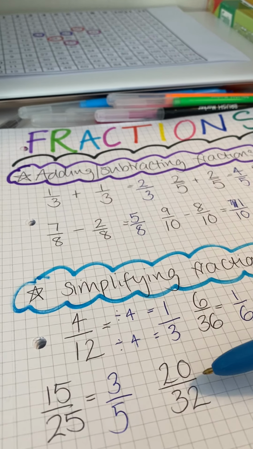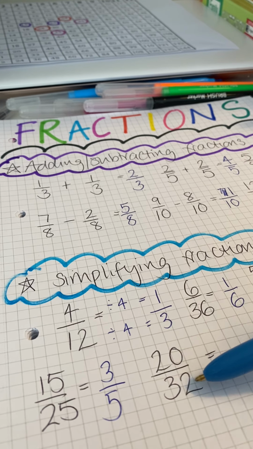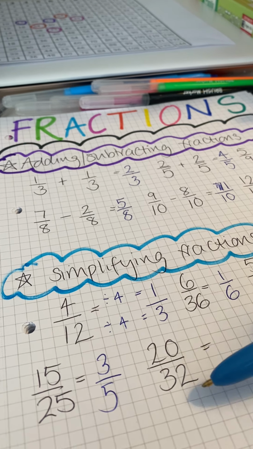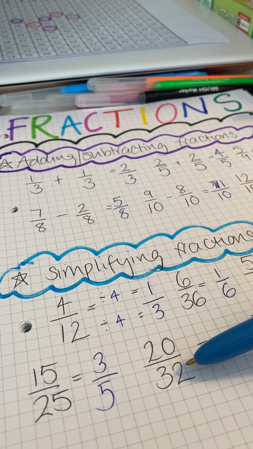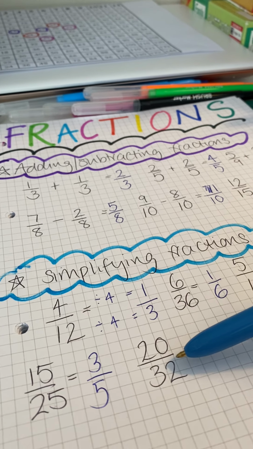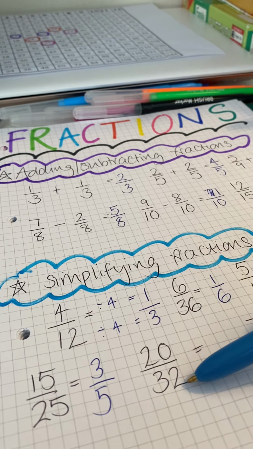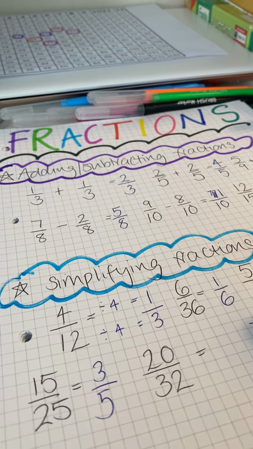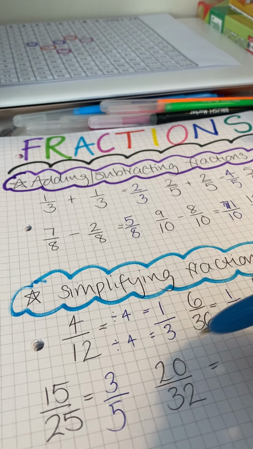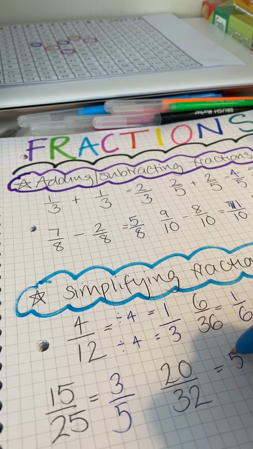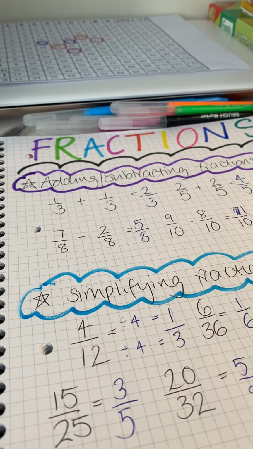This one, similarly, we can't divide the bottom by 20, so we need to think, what are both of them on? And they're both on so some people say, oh, 8. Well, that's just one of them that's got 8. They've both got to have it. So then you might say, well, it would be 4. So this one would become 5/8.